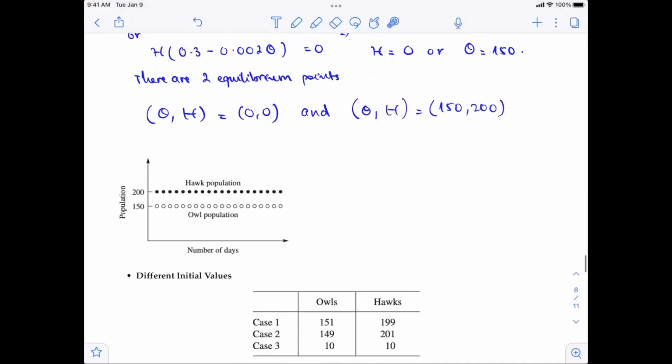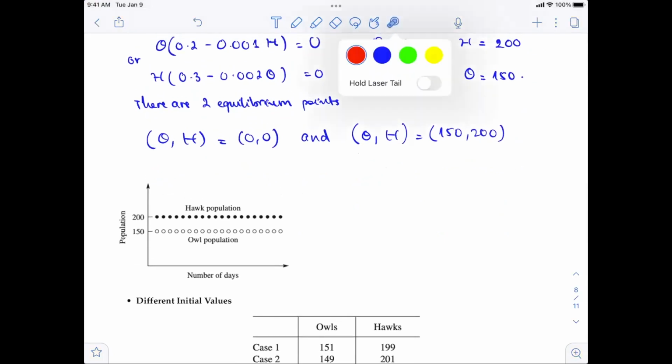Now, if you start the populations at a total number of animals in the habitat of 350, and you start with 150 owls and 200 hawks, then this system remains in a straight line, right, because this is an equilibrium point. So there's no change at all throughout the interactions in the habitat, right? The number of hawks remains the same at 200, and the number of owls is going to be 150.